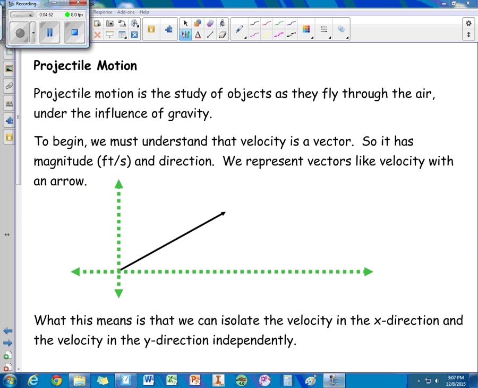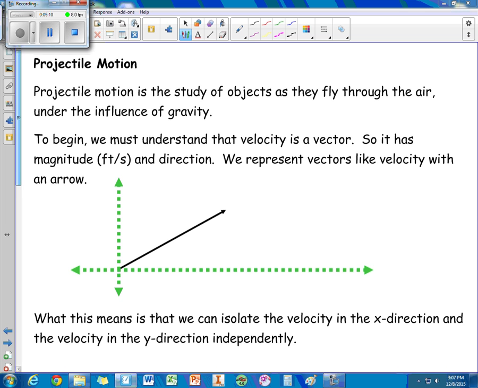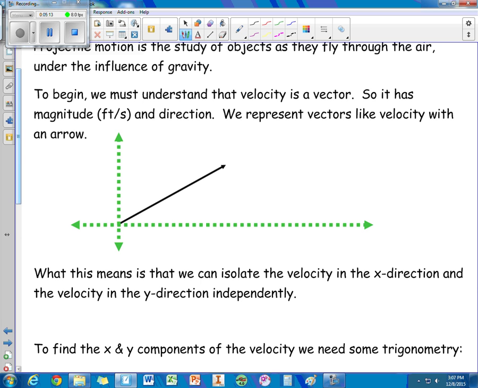Now, projectile motion. This is the study of objects as they fly through the air, and the only influence is going to be gravity, so we're going to ignore air resistance. To begin with, we need to understand that velocity is a vector. It has magnitude, usually feet per second or meters per second, and it also has a direction. We represent it with an arrow, such as this arrow here.